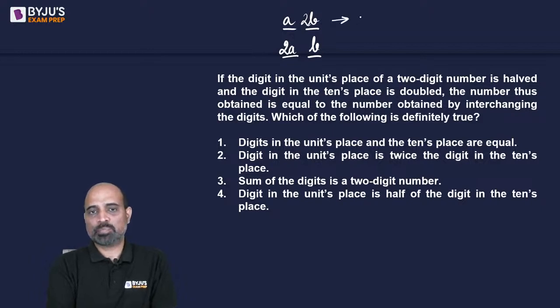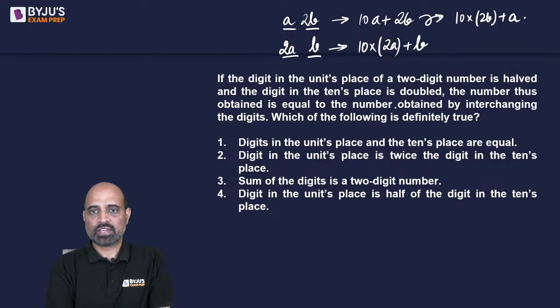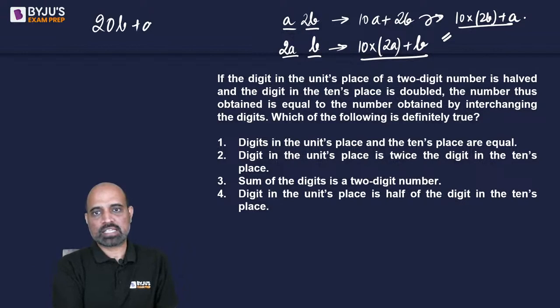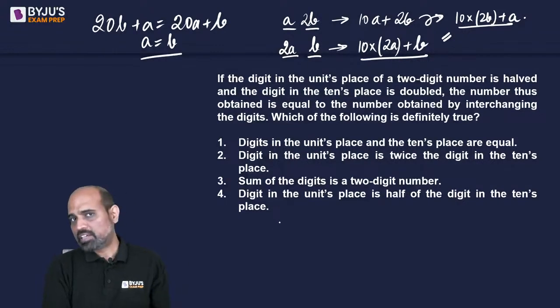So the original number was 10A plus 2B. If I interchange, I will be getting 10 times 2B plus A. And this is 10 times 2A plus B. The number thus obtained is equal to the number obtained by interchanging the digits, right? So it's telling me 20B plus A is equal to 20A plus B, or I will get A is equal to B, right? 19A is equal to 19B, A is equal to B.